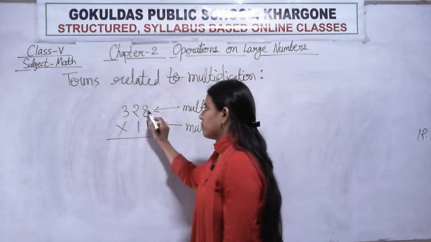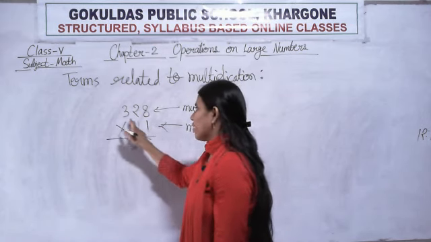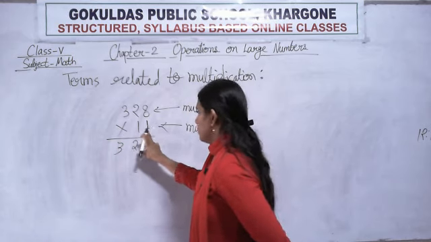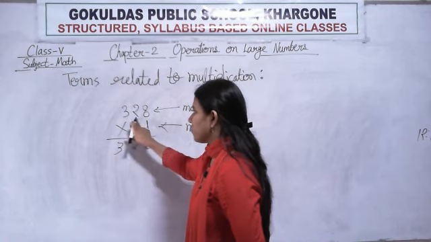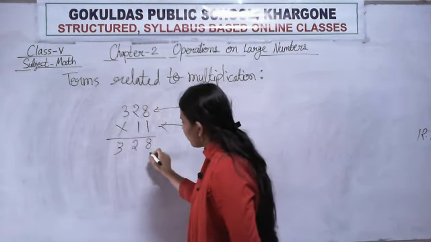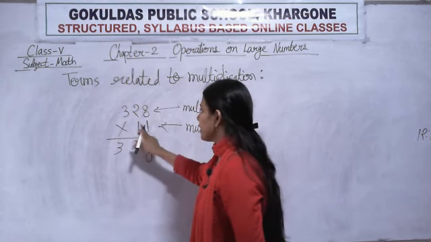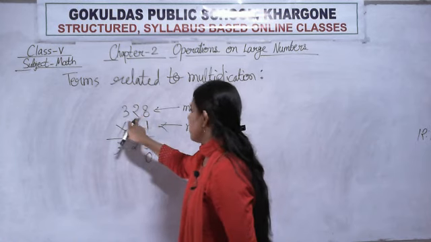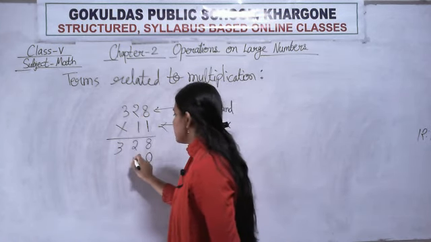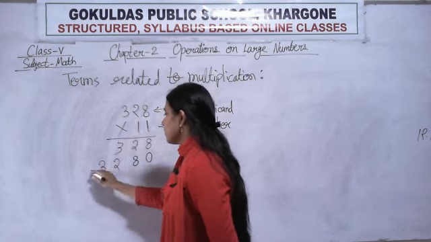Now multiply 1 by 8. 1 into 8 is 8. 1 2s are 2, 1 3s are 3. Now I will multiply by this one. The position of this one is tens, so I will put 0 below the 8. Now multiply the multiplicand by this one. 1 into 8 is 8, 1 2s are 2 and 1 3s are 3.